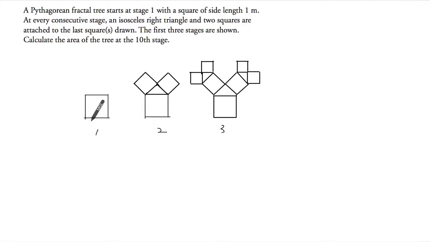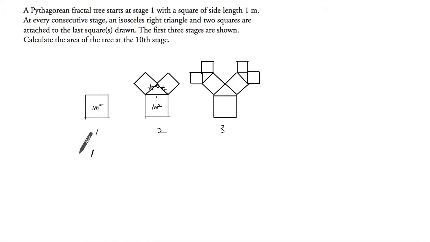Okay, so in stage 1, this length is 1 meter. So the area will be just 1 meter squared. Here we have 1 meter squared. Okay. And if this is 1 meter, and this is a right angle triangle here, this would be 1 over root 2. 1 over root 2.